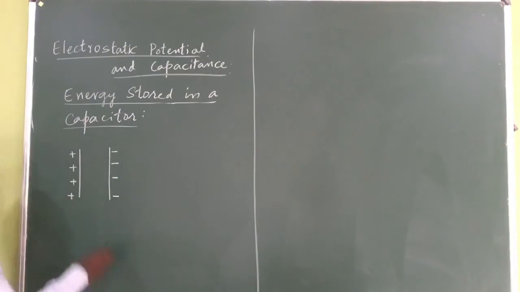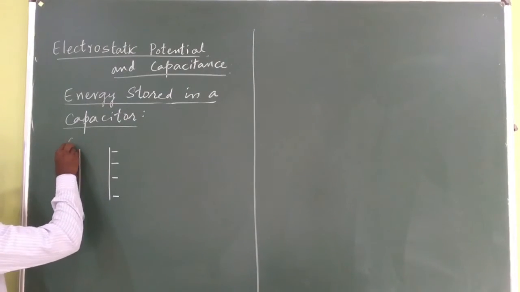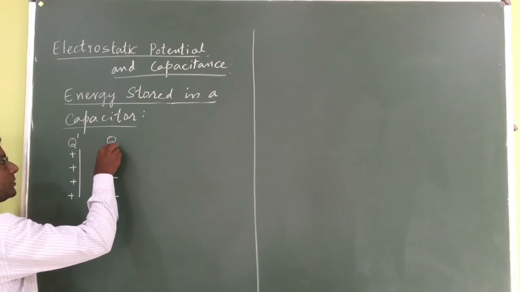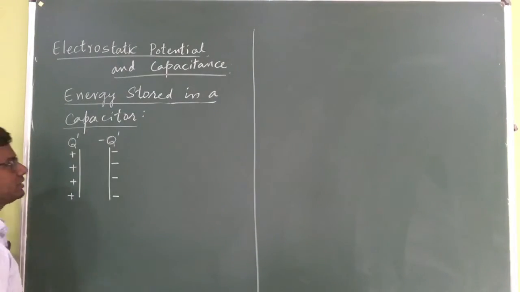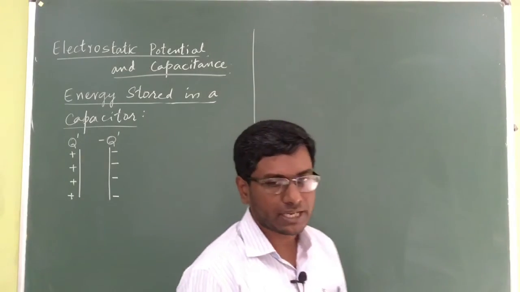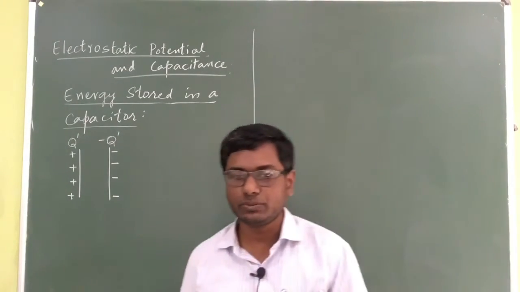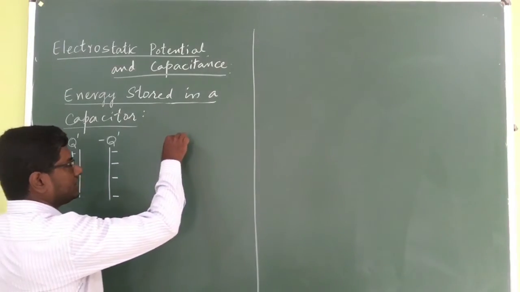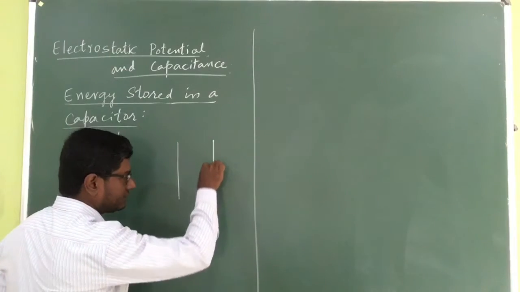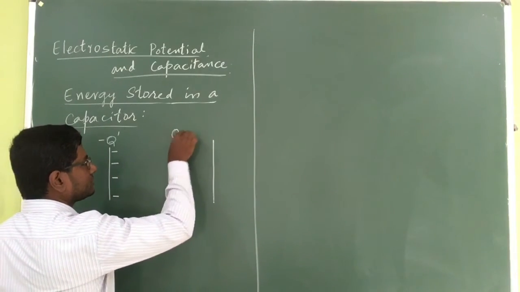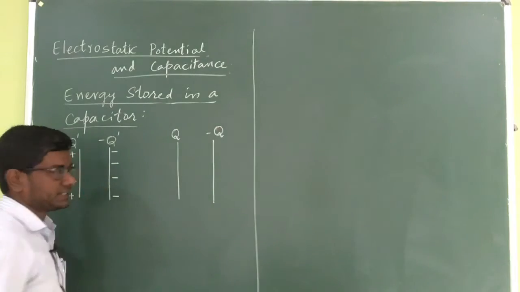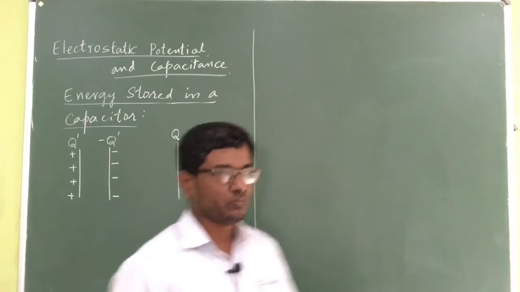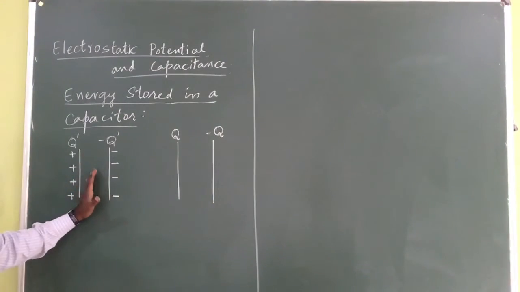Now let us say in the initial situation there was some charge Q dash, and there was the same amount of negative charge on the other plate. I am going to call it Q dash. Now why am I going to take it as Q dash, why not Q and minus Q? Because that situation is going to come at the end when I fully charge my capacitor plates. It is an intermediate stage. It is the transition phase when the capacitor plates are getting charged.